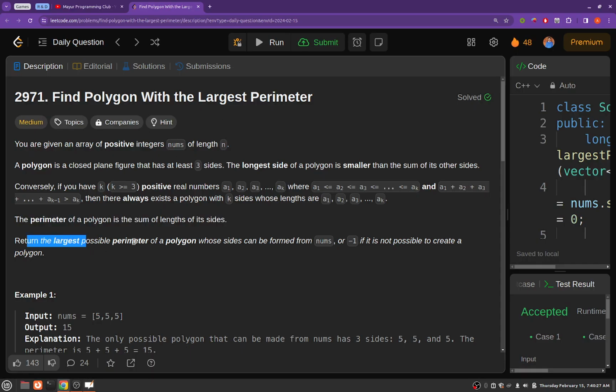And we have to return the largest possible perimeter of a polygon whose sides can be formed by this given nums array, and -1 if it is not possible to create a polygon with the values of the elements taken as values of sides of a polygon.